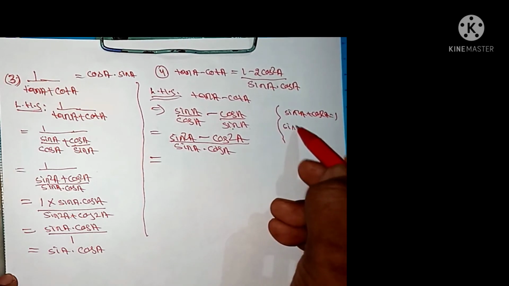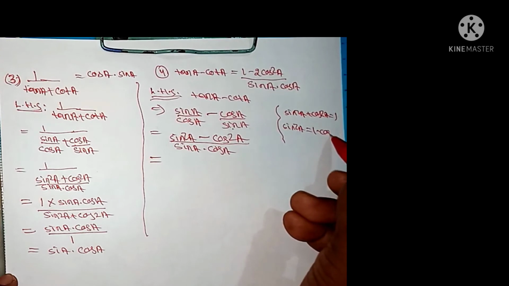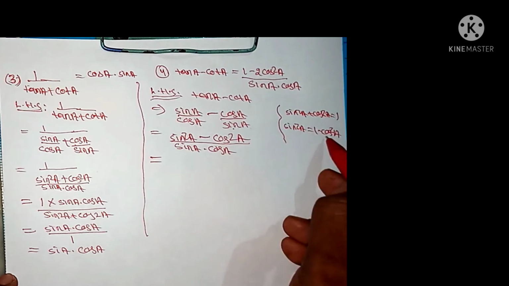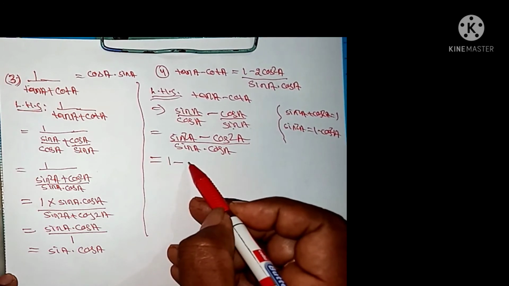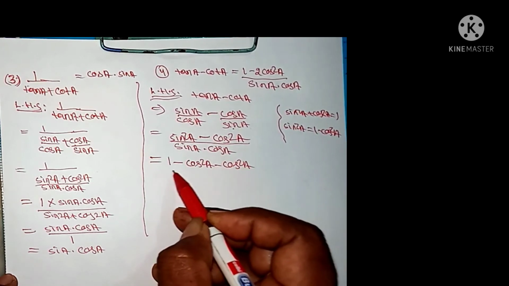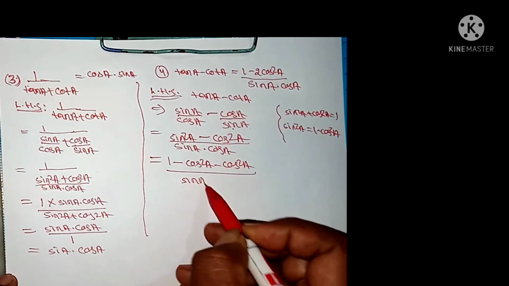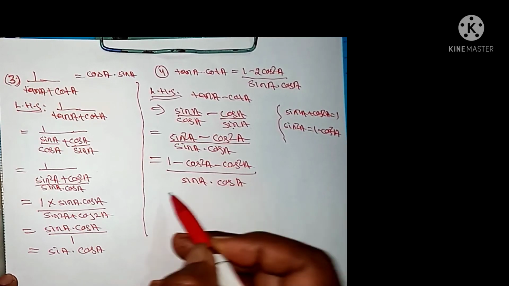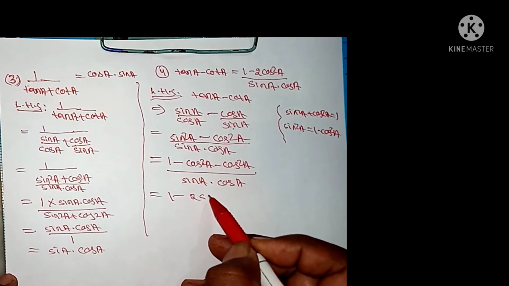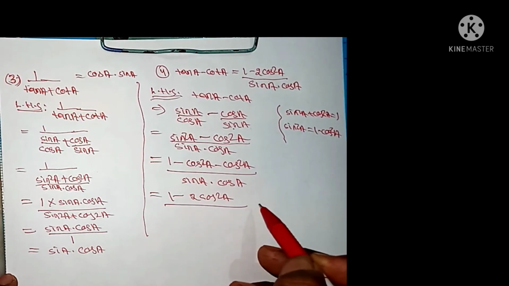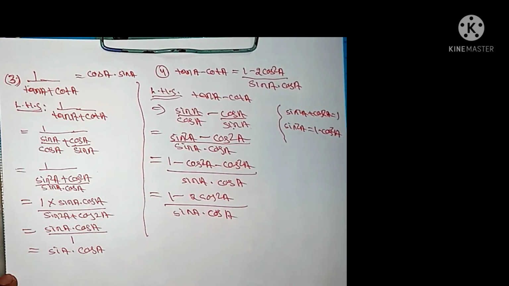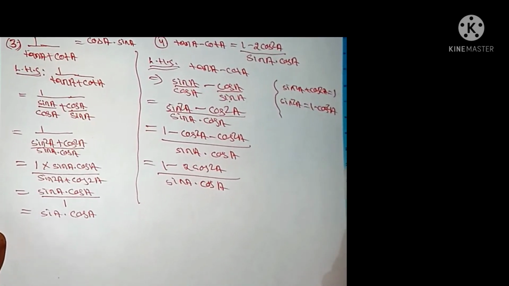So sin square A equals 1 minus cos square A. So in place of sin square A, put 1 minus cos square A. 1 minus cos square A minus cos square A by sin A into cos A equals 1 minus 2 cos square A by sin A into cos A. Number 2, finish.